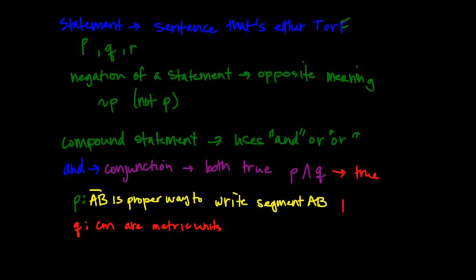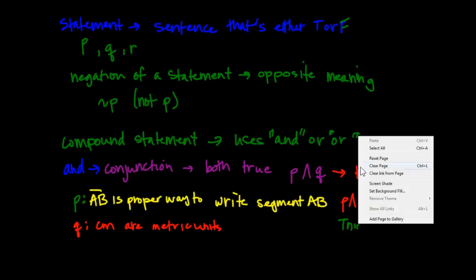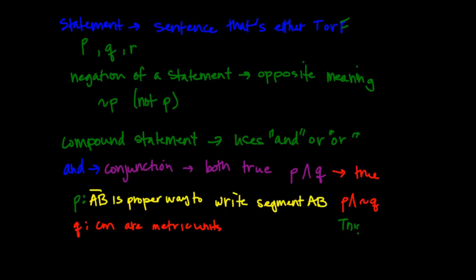What if it said P and not Q? P and not Q. So that means AB is a proper way to write a segment AB, that's true. Not Q means centimeters are not metric units. So now we have true and false. Remember what we said about compound statements, they have to both be true or it's false. So this is a false statement.